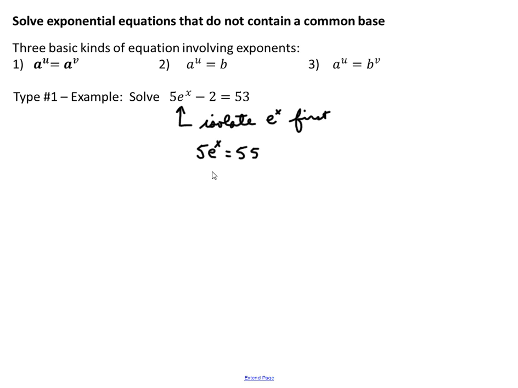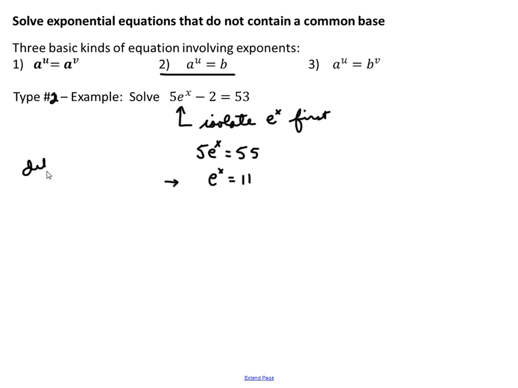But we're not done isolating, right? We have to divide by 5 on both sides. So in fact, e to the x is equal to 55 divided by 5, that's 11. Okay, so now that we've got this form, what do we do with it? Well, this is type number 2 right here, so we want to think to ourselves, how do we get x by itself? And the key is that we use our definition.